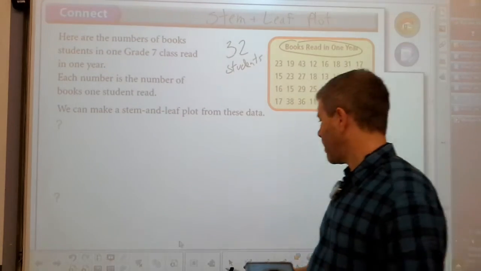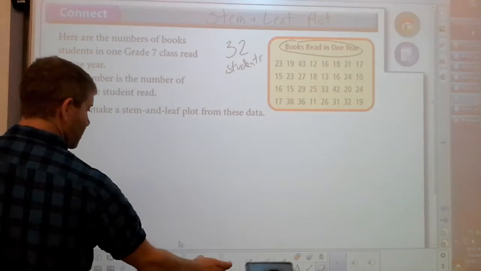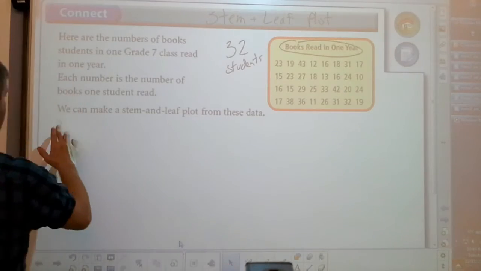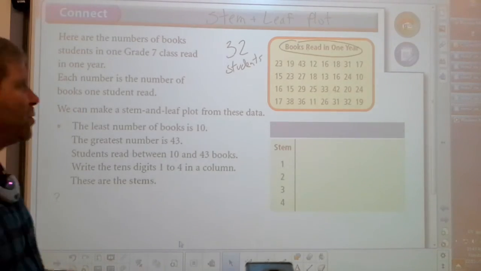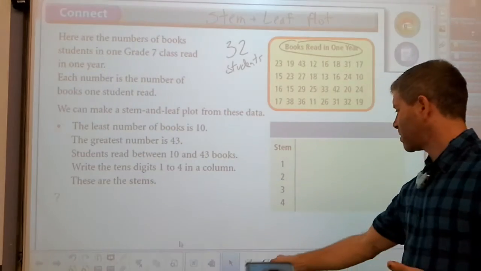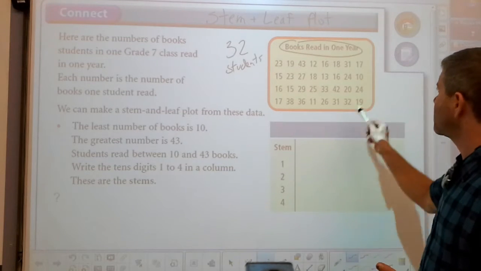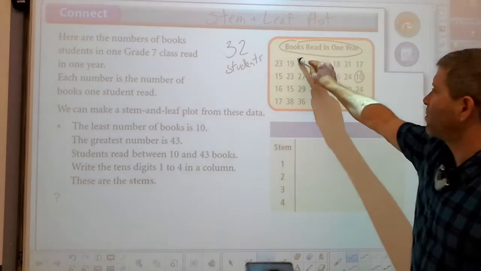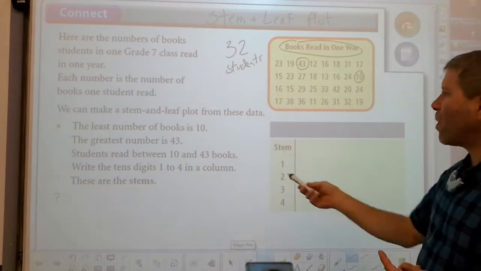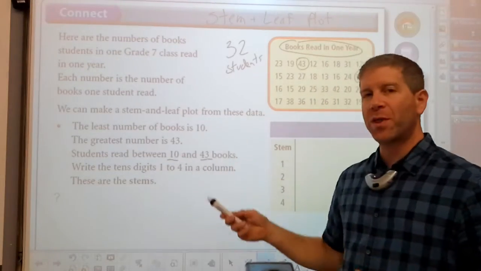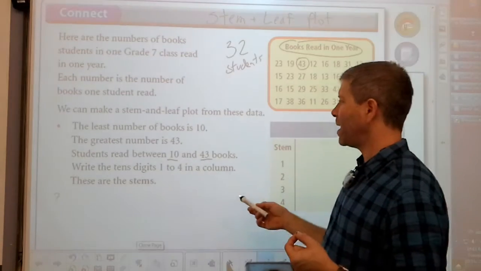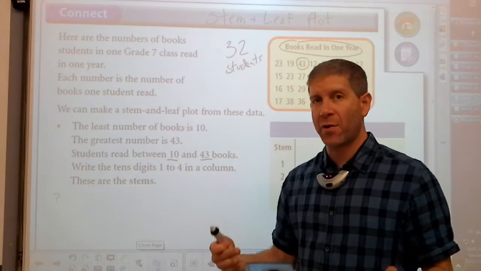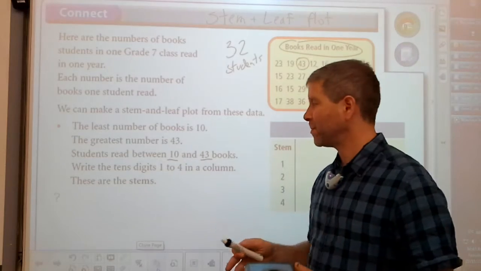Now, here's how you make a stem and leaf plot. The first thing you do is look at your smallest number. Our smallest number here we identify as 10. And then we want to find the largest number, which is 43. So students read between 10 and 43 books. In this case, we have no numbers in the hundreds. We only have numbers in the tens.